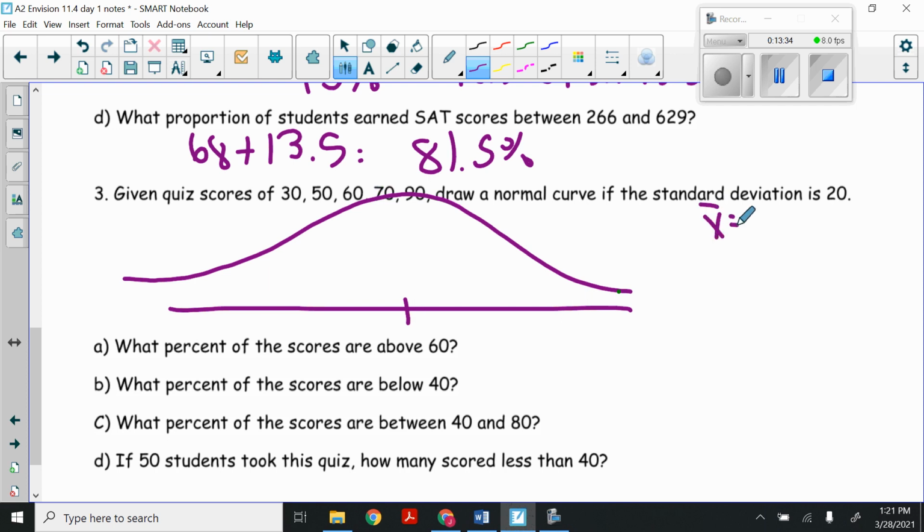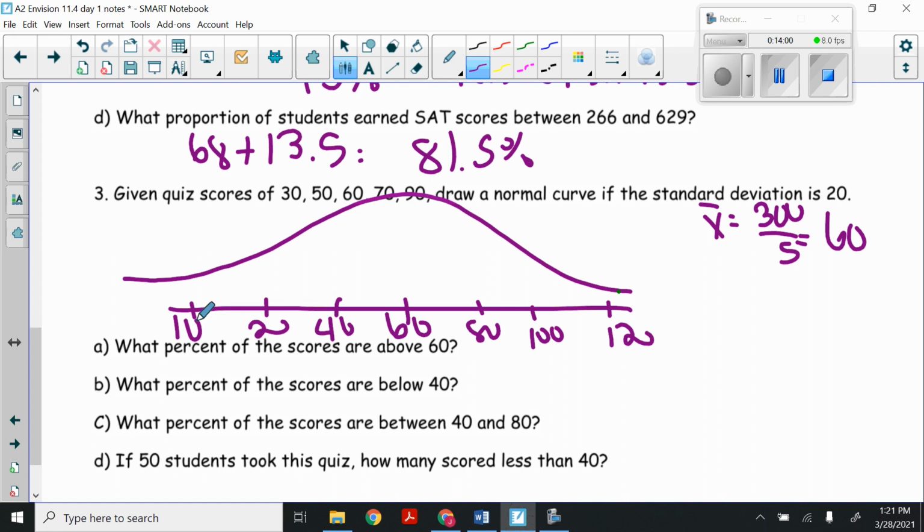So our mean, remember, we add up all of our numbers and divide by how many we have. So if we add 30 plus 50 plus 60 plus 70 plus 90, we get 300. There are 5 numbers, so divide by 5 and we get 60. So our mean is 60. Go 3 above, 3 below. We're adding 20 each time, so 80, 100, 120, and 40, 20, and 0. Again, if it helps, go ahead and mark this. So I know this is 34, 34, 13.5, 13.5, 2.35, and then 0.15 at the wings.